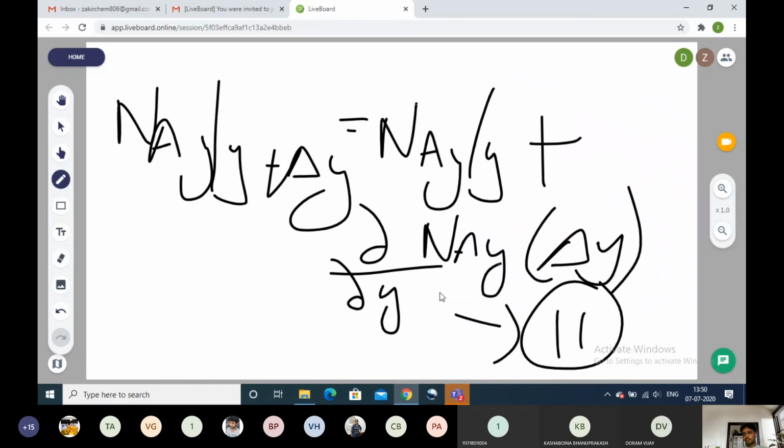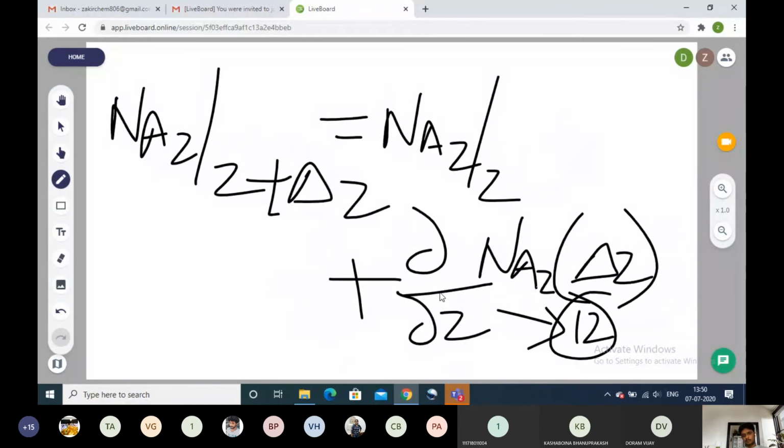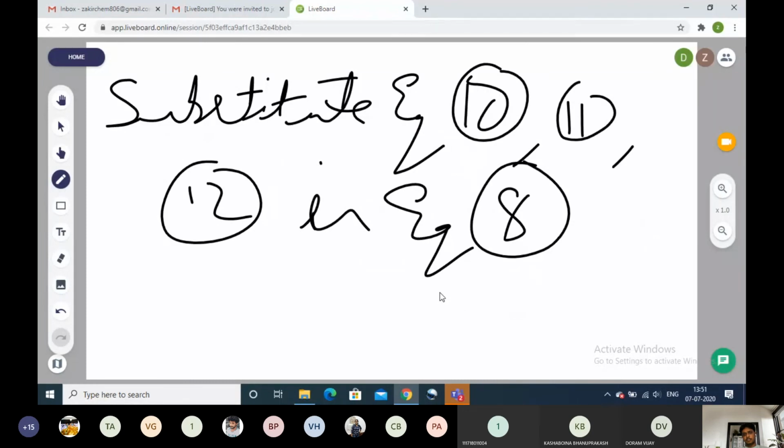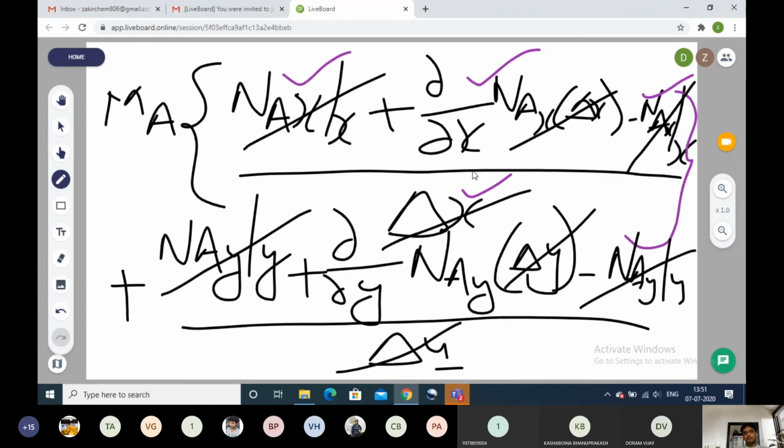These equations we need to substitute in our main equation 8. We have already obtained the Taylor series expansion formulas 10, 11, 12. We will input them into our main equation 8 and observe. When we substitute in place of N_Ax at x plus delta x, we substitute N_Ax at x plus the derivative of that term. The minus term is already there in equation 8, so we will cancel out these two terms. And the delta x in the denominator, we will cancel out as well.